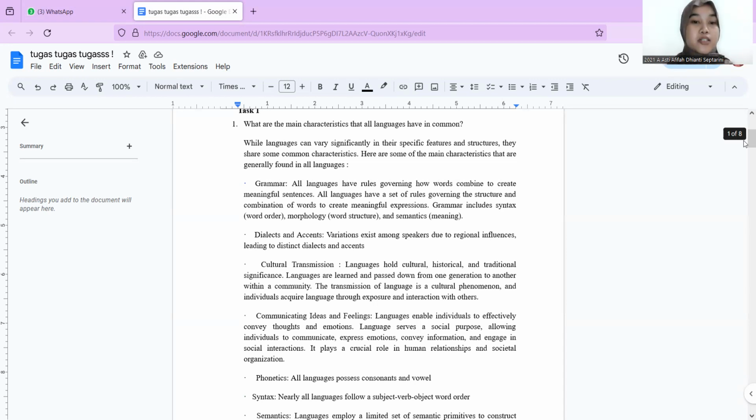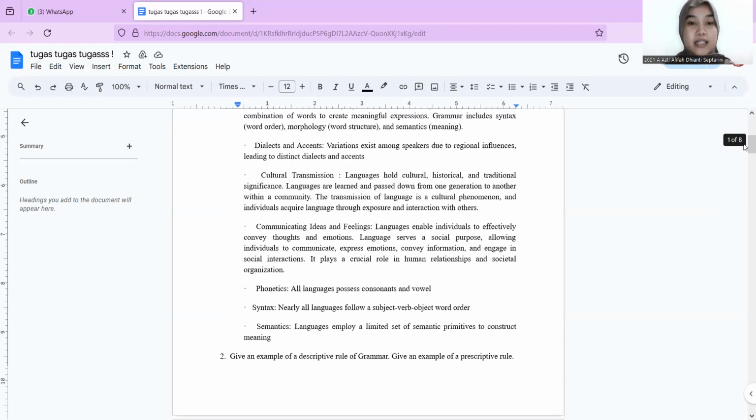And then cultural transmission. Language holds cultural, historical, and traditional significance. Languages are learned and passed down from one generation to another within a community. The transmission of language is a cultural phenomenon, and individuals acquire language through exposure and interaction with others.